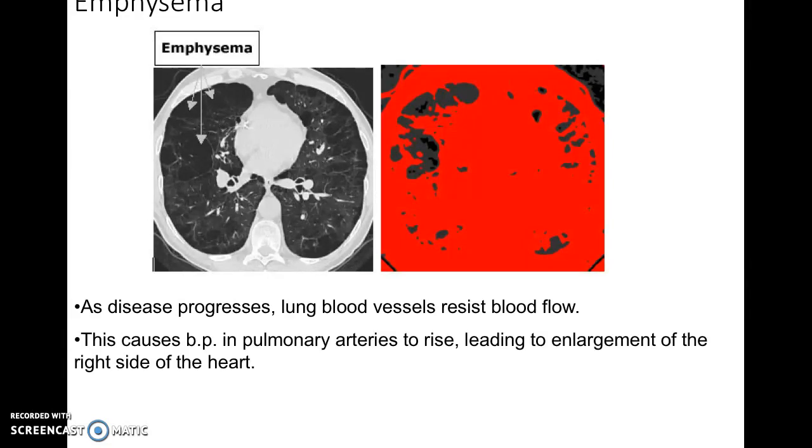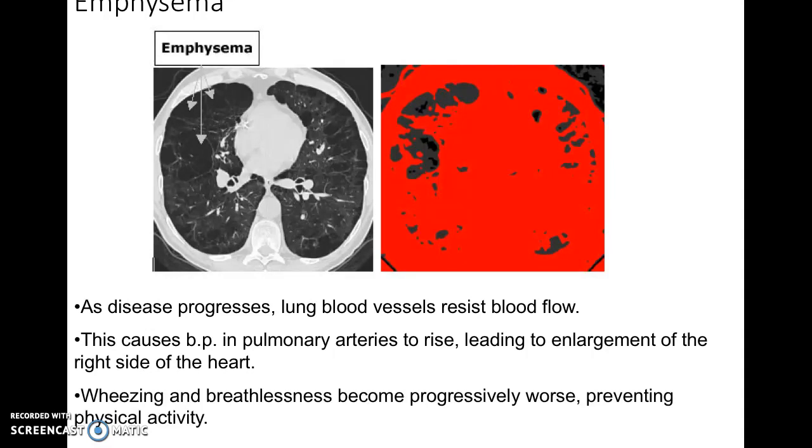This is also going to cause an increase in blood pressure because the pulmonary arteries are rising, leading to the enlargement of the right side of the heart. So this is not only affecting your lungs, but it starts affecting your heart too. You start getting wheezing and breathlessness, which becomes progressively worse and can prevent you from doing physical activity. Sufferers often need a permanent oxygen supply through a face mask.